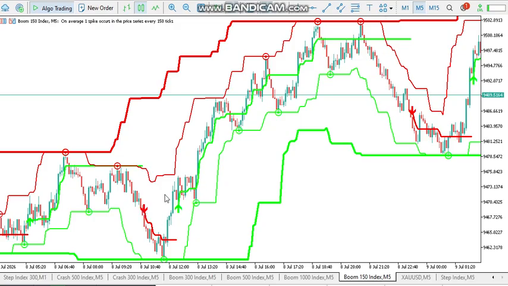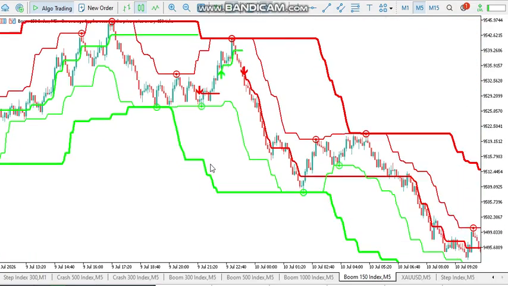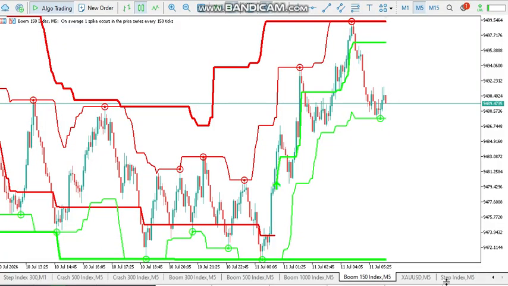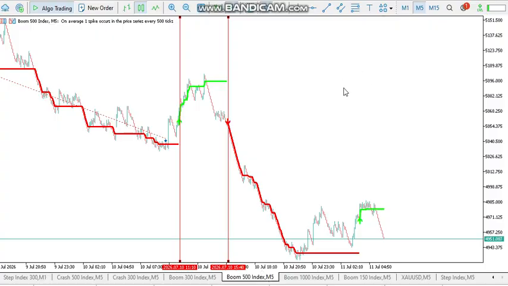So this is another one. You can see what happened here again. The same thing happened here again. The same thing happened here. So this indicator is very powerful and it's very massive, guys. So let me show you guys on our Boom 500 what has happened on our Boom 500.